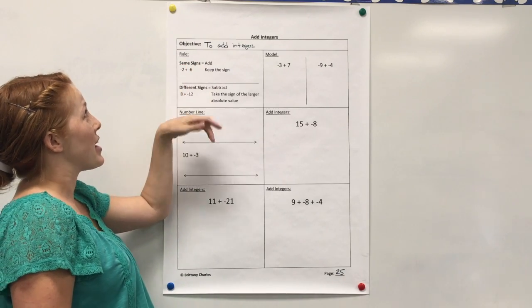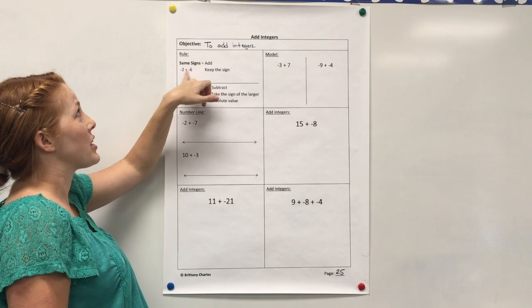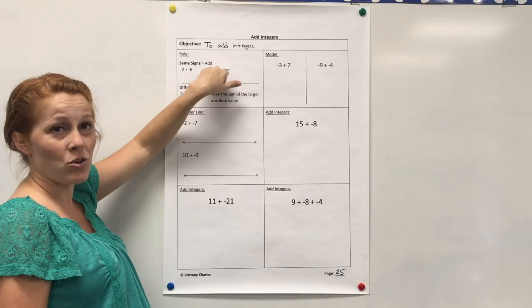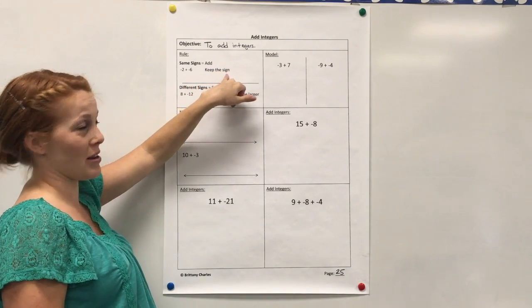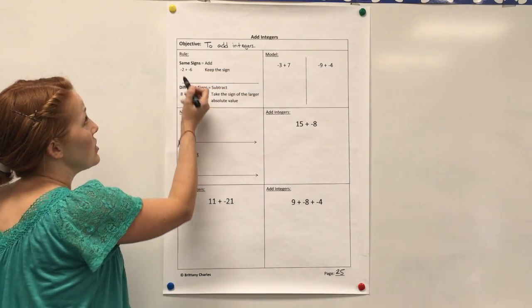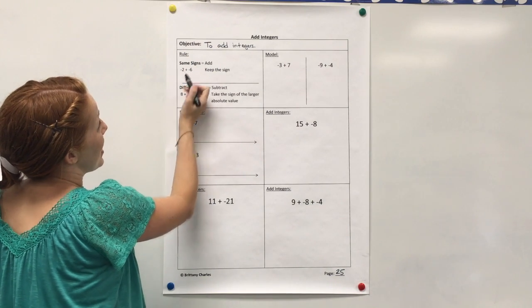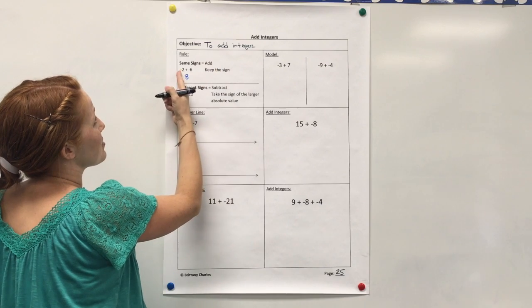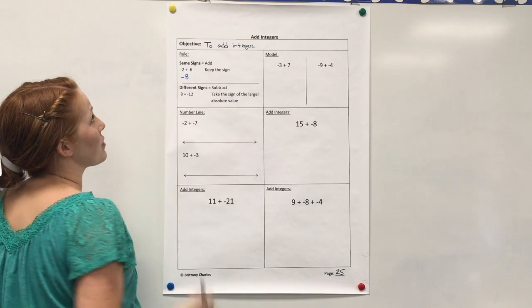If you have the same signs, meaning you have both negative numbers or both positive numbers, you're going to add like normal, and you're going to keep the sign. So for example, in this case, you have the same sign, so I'm going to add them. Well, 2 plus 6 is 8. And I'm going to keep the sign. Since they're both negative, it will still be negative.